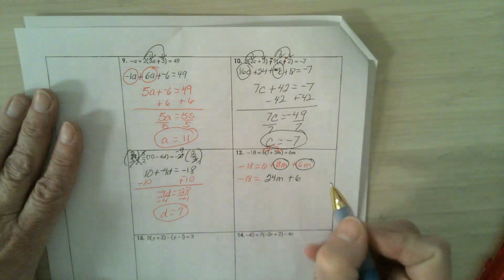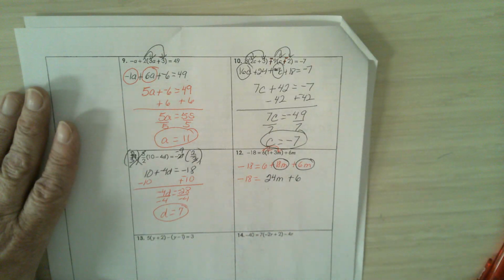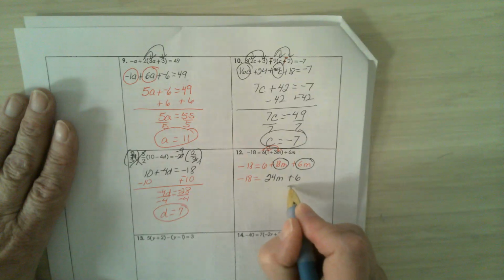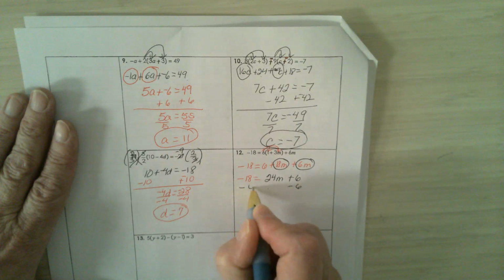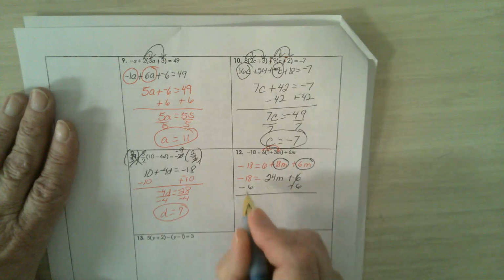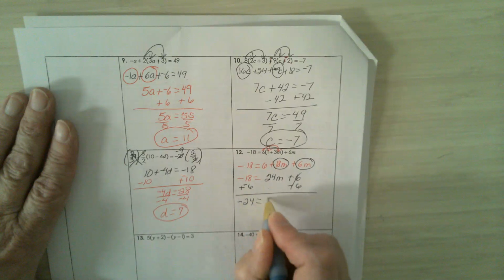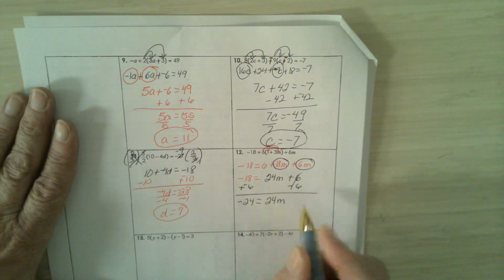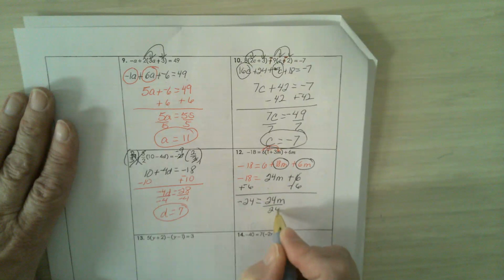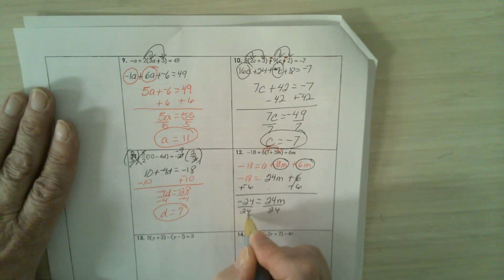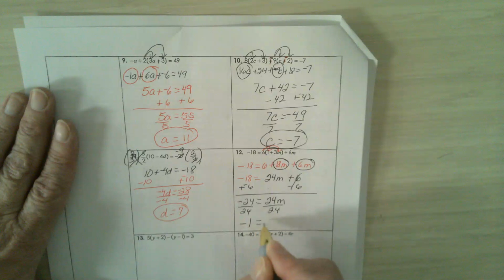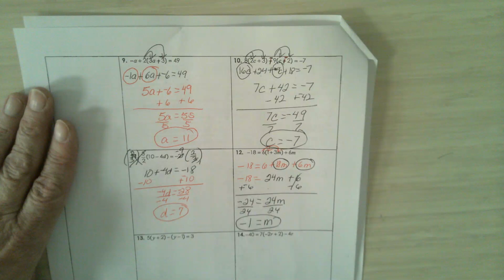You could have 6 plus 24m because of the commutative property of addition. It doesn't matter the order. I'm going to get rid of the 6 though. Minus 6, minus 6. Add the opposite. Negative 24 equals 24m. Divide by 24. Negative 1 equals m. Did everyone get a negative 1 for that one?